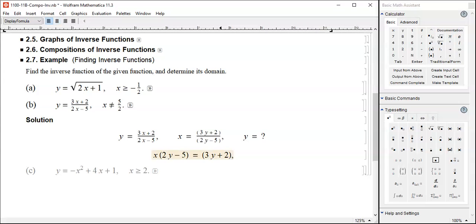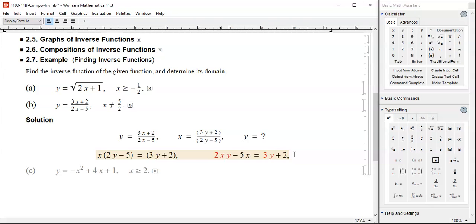Denominator gone. Step 2, parentheses. Break apart: 2xy minus 5x equals 2 times (3y plus 2). Did I do this right? Okay, all right. Parentheses gone. Now what? Like terms. But what are the like terms here? Remember, we are solving for y, so y terms are like terms. Here is a y term, and here is another y term. These are like terms.